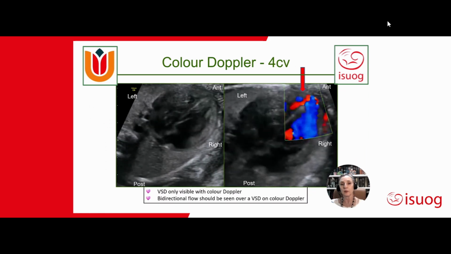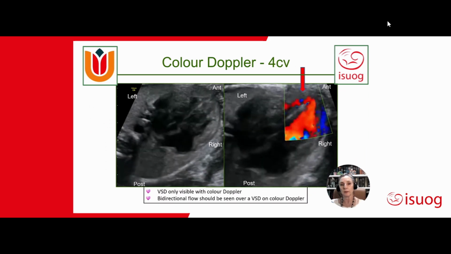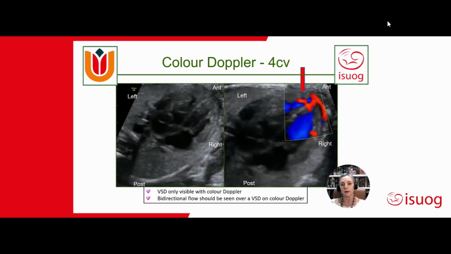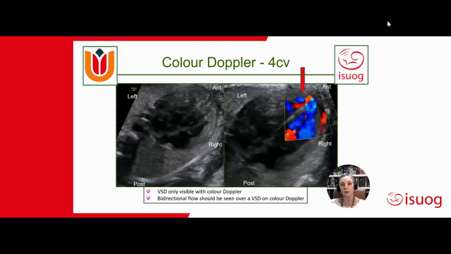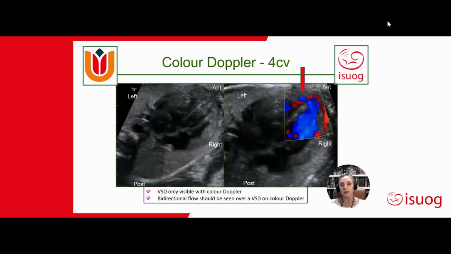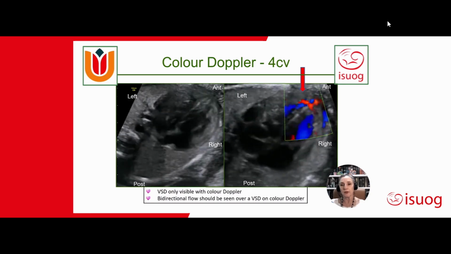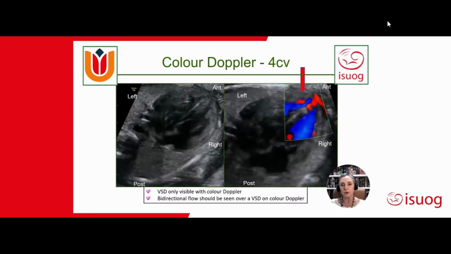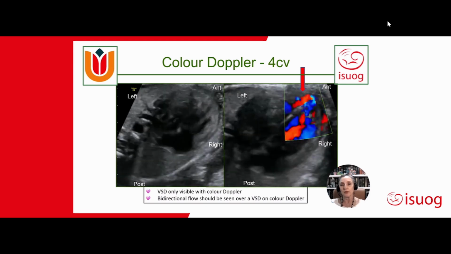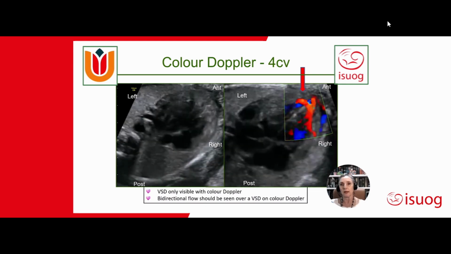In this example, we see the benefit of color Doppler. This is a rather late third trimester echo where we actually don't see any VSD. But if we look at the color image on the right side, you see there are two small apical ventricular septal defects seen on color Doppler.